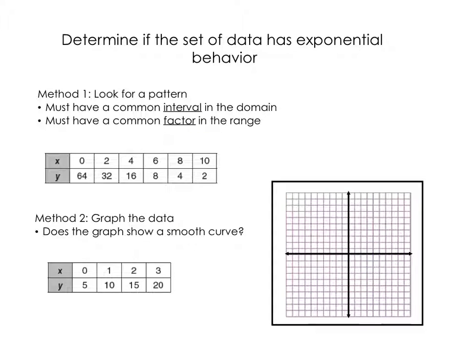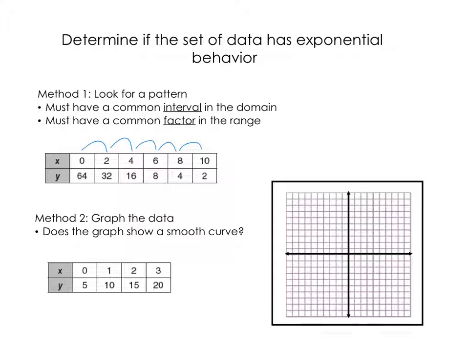So now we are going to determine if a set of data has exponential behavior. We're just going to look at data and see if it would be exponential. The first method we could use is to look for a pattern. When you look for a pattern with exponentials, you must have a common interval in the domain and a common factor in the range. As we look at the x values, between 0 and 2, 2 and 4, 4 and 6, 6 and 8, 8 and 10, there must be a common interval.